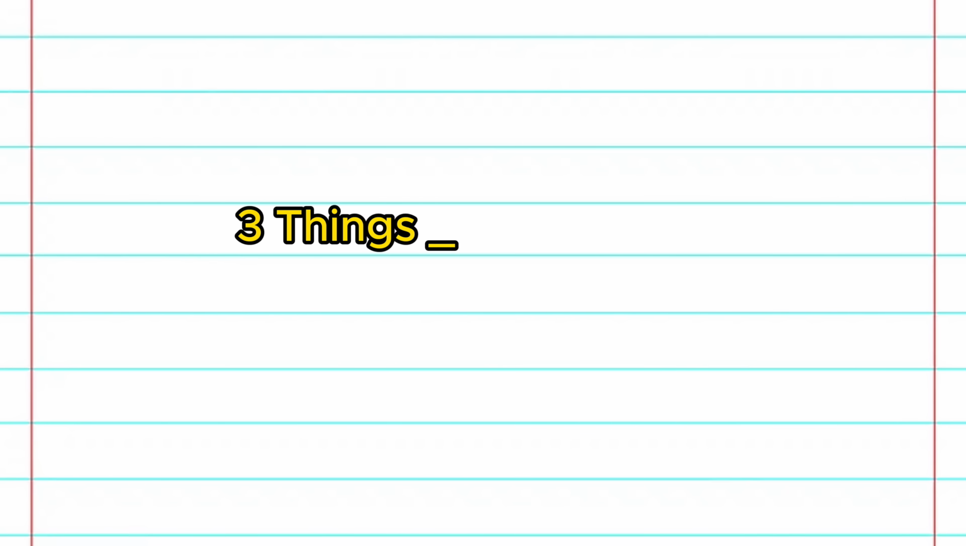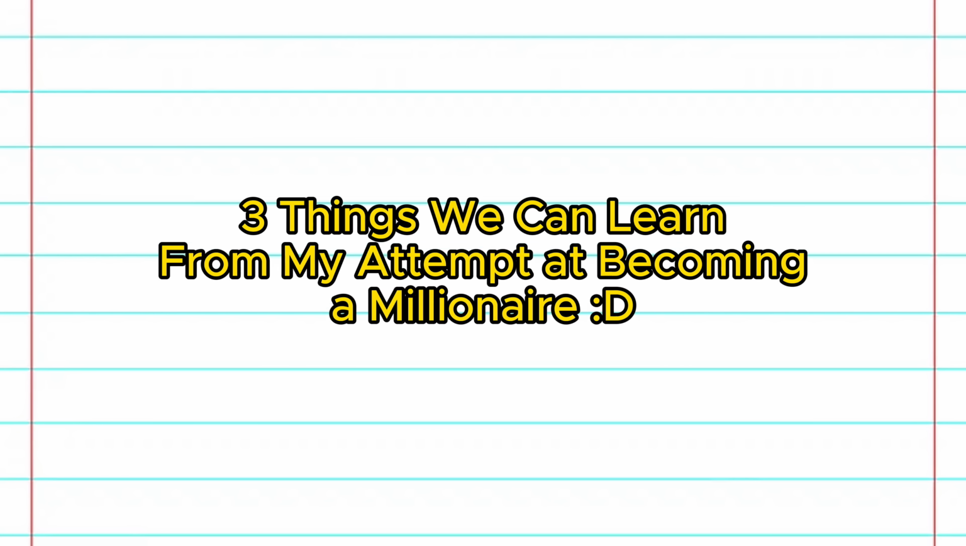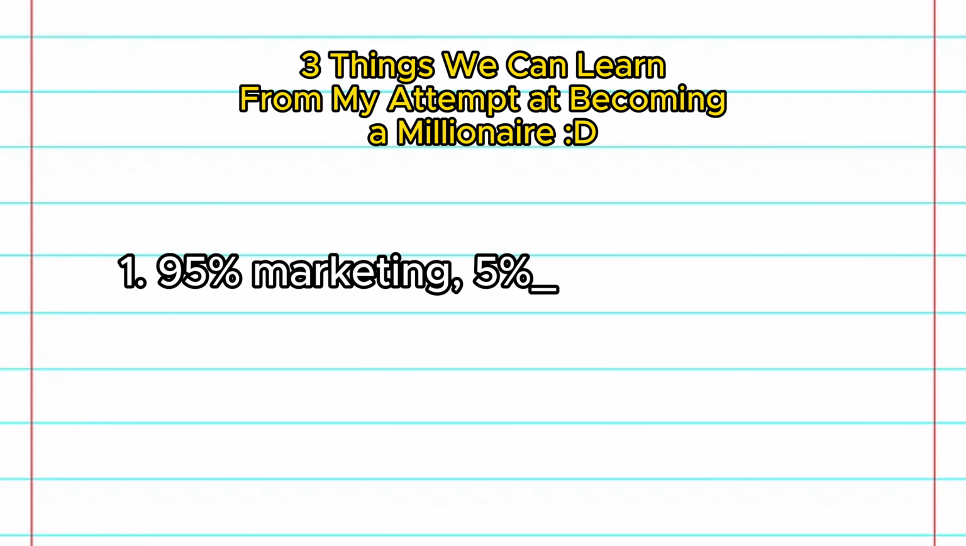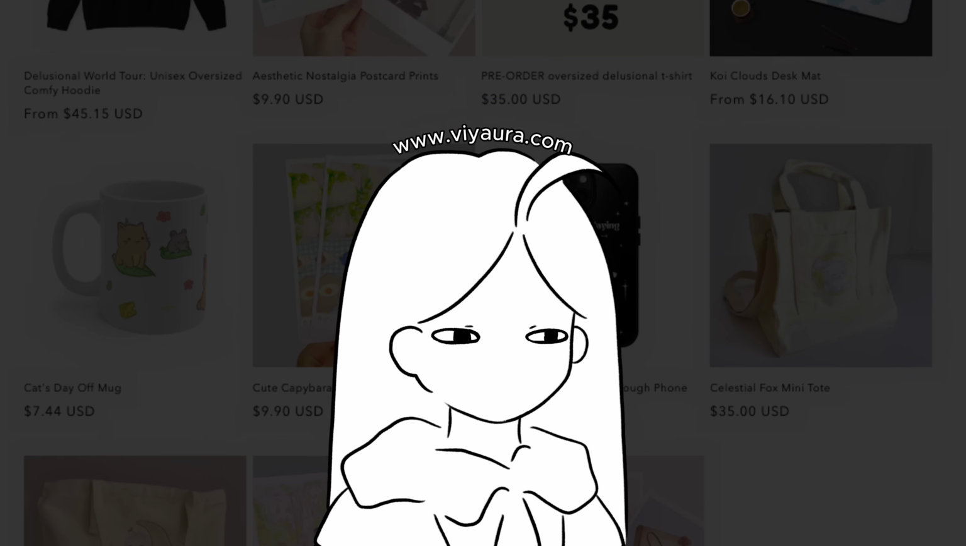So what are the 3 things we can learn from my attempt at becoming a millionaire from this art side hustle? Number one, it's 95% marketing and 5% the rest. And this is coming from someone who spent about 12 hours straight working on a website. If your marketing does not pull through, your orders will also probably not pull through.